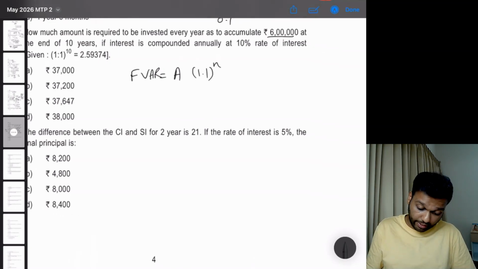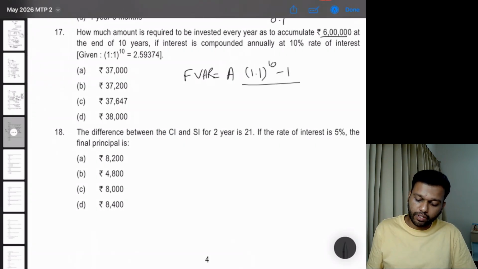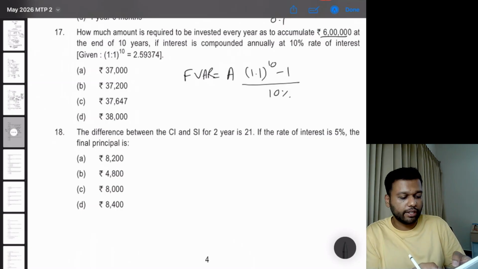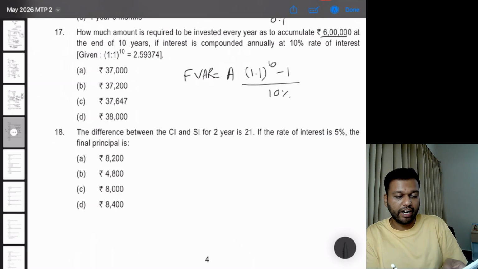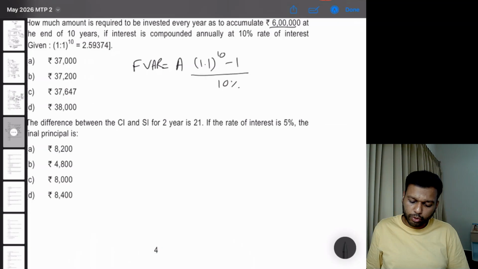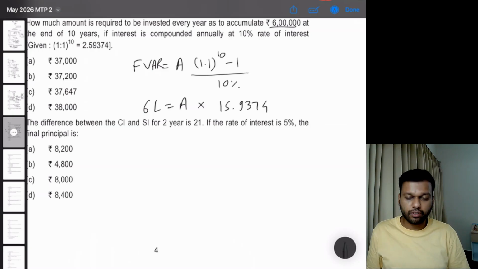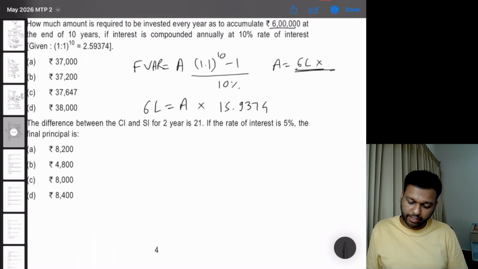Sorry, N is 10 years, minus 1 upon I, that's 10%. They have already given this figure, so just do it on the calculator: 2.59374 minus 1 divided by 10%. That should give you, don't write it down, 6 lakhs equals annuity into 15.9374. Now annuity is equal to 6 lakhs divided by 15.9374.